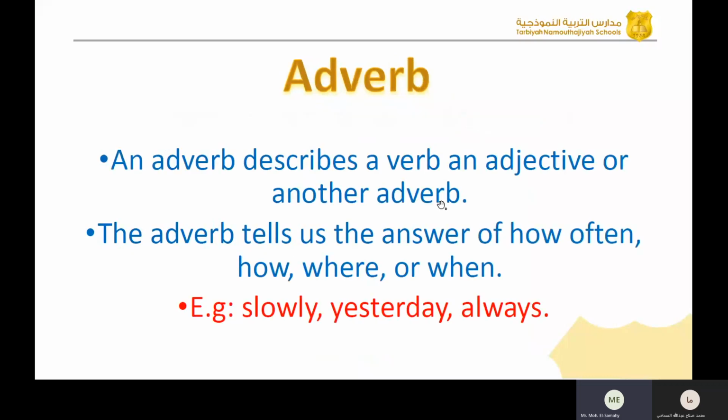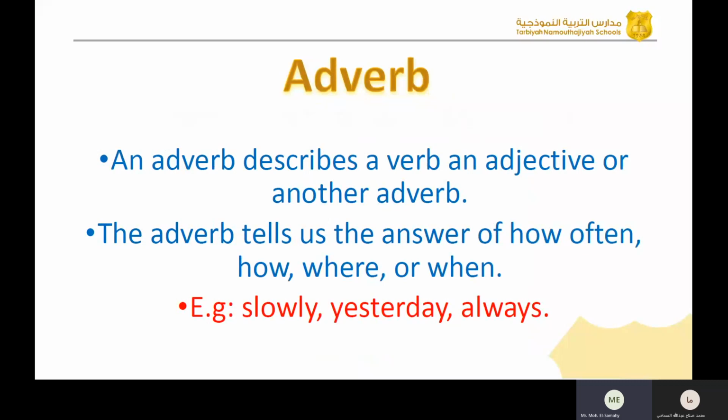Okay, let's go to the adverb. I told you that I will tell you the difference between the adjective and the adverb. The adjective describes a noun, and the word adjective is divided into two parts: add, which means addition, and ject, which means noun. And now the word adverb is also divided into two parts: add, which means addition, and verb. I will give you two simple examples to show you the difference between the adjective and the adverb.